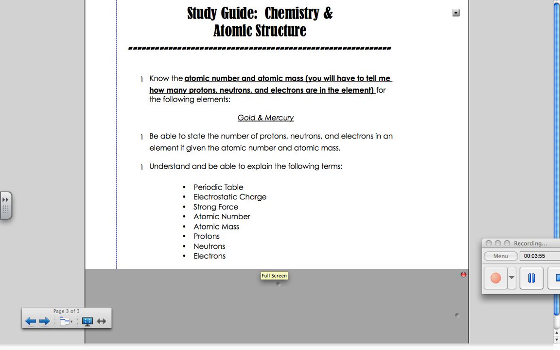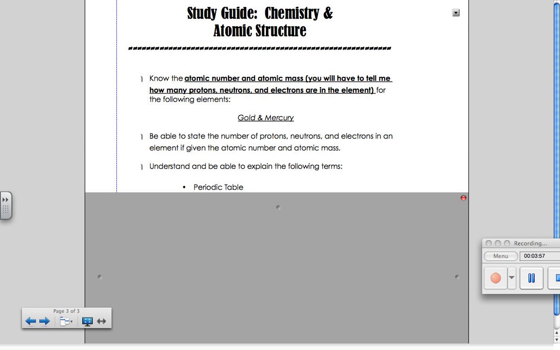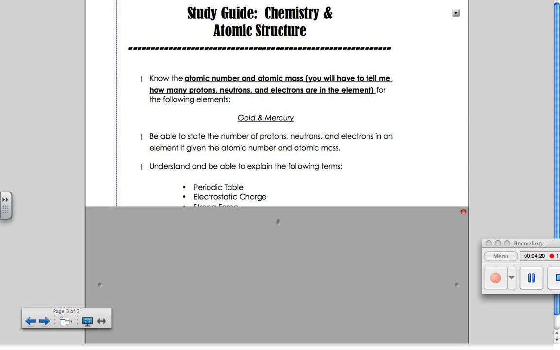Okay, so let's take some time and go over some of the definitions that you're going to have to know. A periodic table is basically just a chart or a table that arranges elements by similar properties and characteristics into the same groups. So it's just a systematic way of arranging the elements.